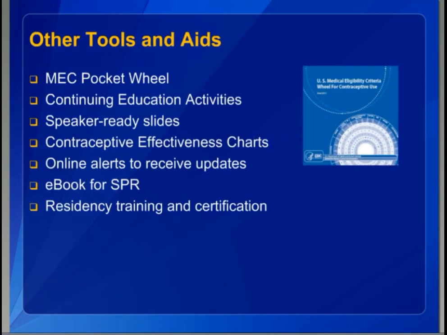Finally, we updated several additional provider tools. Many providers find the MEC pocket wheel pictured here to be useful. This is a wheel that's sort of modeled after a pregnancy dating wheel and can be used to match up medical conditions with contraceptive methods and recommendations quickly in clinic, and it's available for order on our website. There are also several additional educational tools that we provide, like pre-made speaker-ready slides, contraception effectiveness charts that can be reviewed with patients, and CME-approved activities.